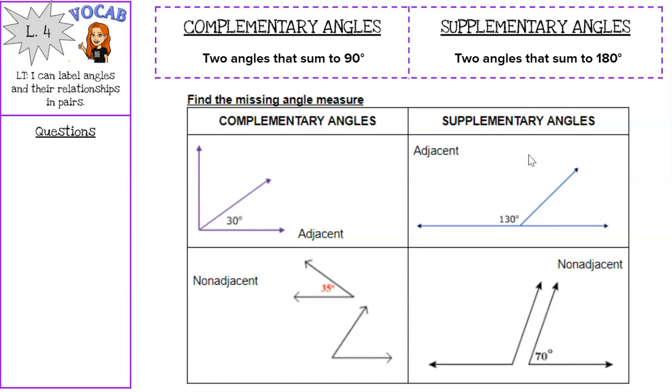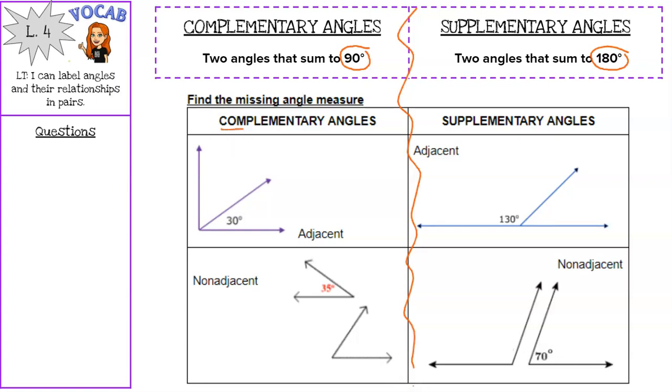Vocab: we have complementary angles, which are two angles that sum to 90 degrees. And then we have supplementary angles, which are two angles that sum to 180 degrees. So we are going to find the missing angle measure.